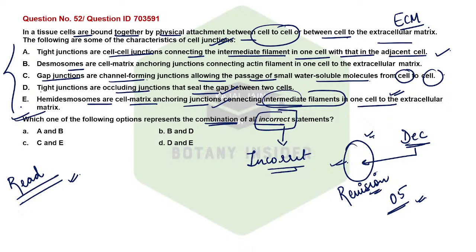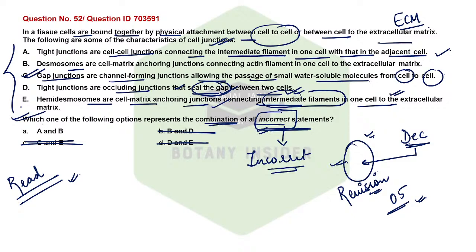If you look into the third option, this particular option is a correct one, right? Reason being, gap junctions are the channel forming ones, right? So C is a correct statement. You had to find out the incorrect one. So remove option number C. Then you have tight junctions are occluding junctions that seal the gap between the two cells. This one is a correct statement, right? Because tight junctions help to seal the gap together. So D is a correct statement in terms of the facts that we have. That means it is not the incorrect statement, right?